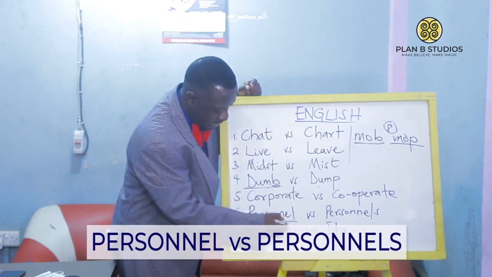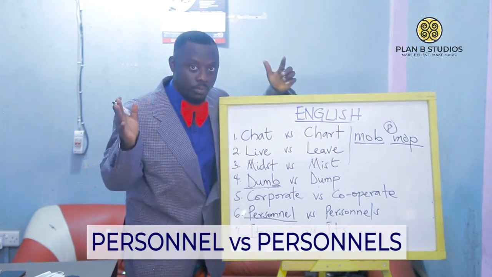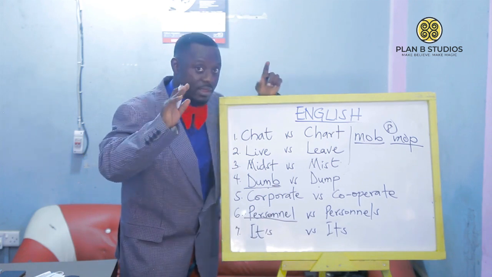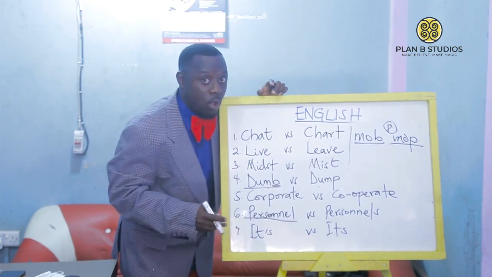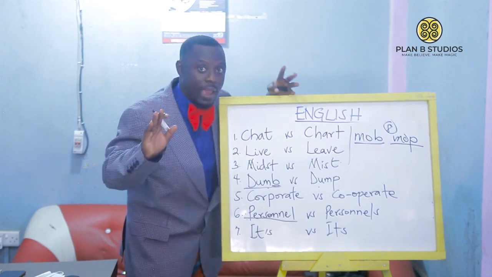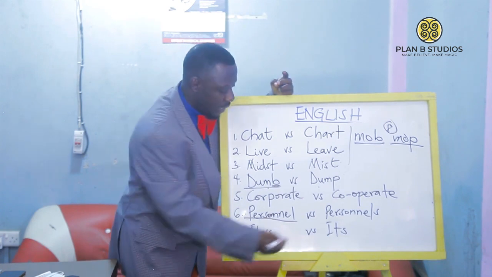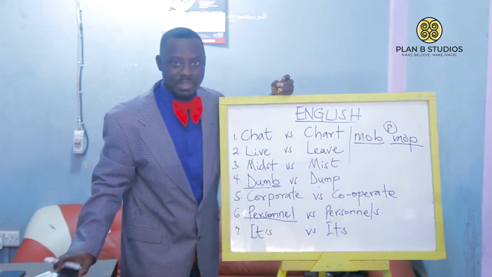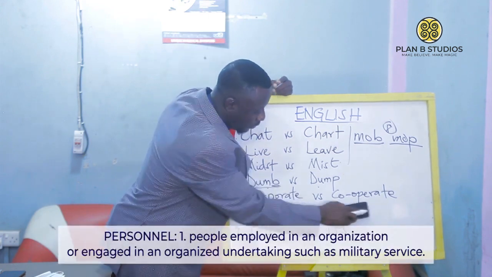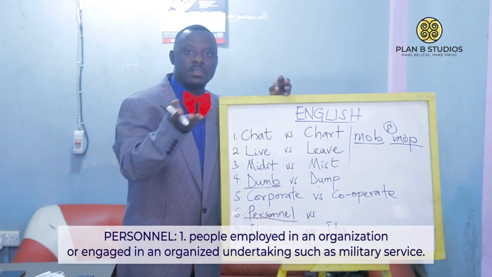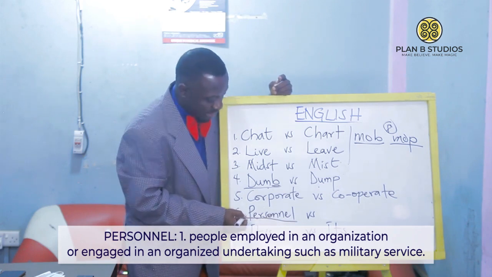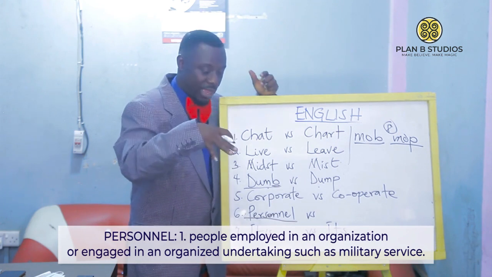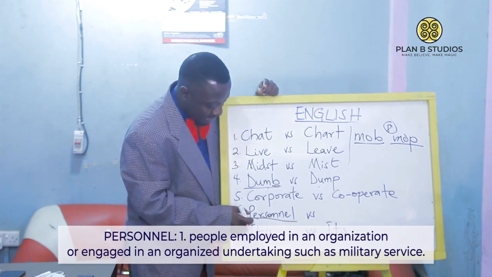Number six, personnel and hot personnels. This personnel is hot group. Personnel is a group. It's plural. Please listen carefully. Personnel is a group. It's plural. Unless you are talking French, you can't come and say personnel like this. No. From time to time, sometimes we use personnel as one person. It's there. But today, what we are teaching is personnel. This personnel is a group.